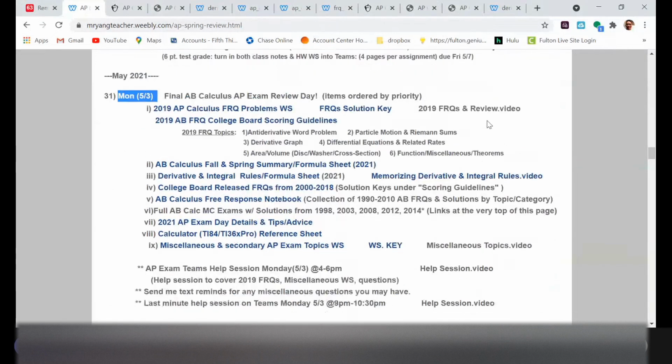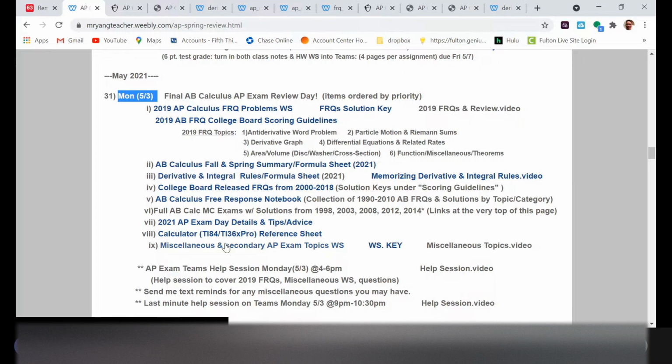There are 9 items that I listed here on my website, but I organized them by priority. Meaning that if there's only one thing you have time to do today, then let it be the first thing, which is the 2019 AP FRQ, just to understand that it covers a lot of different topics, and you at least are able to get that review in before tomorrow. But I also included other items for you to review if you have time.